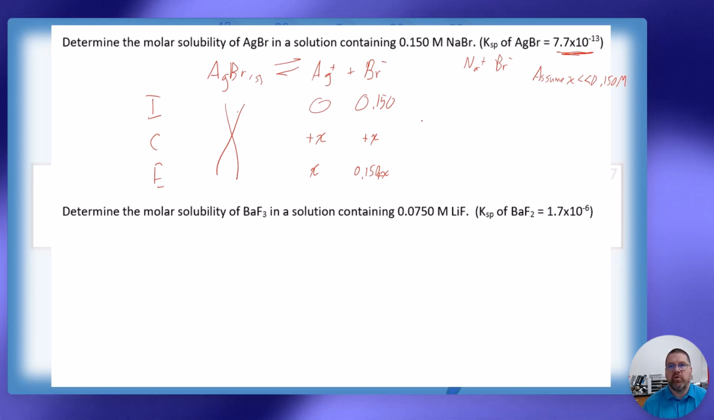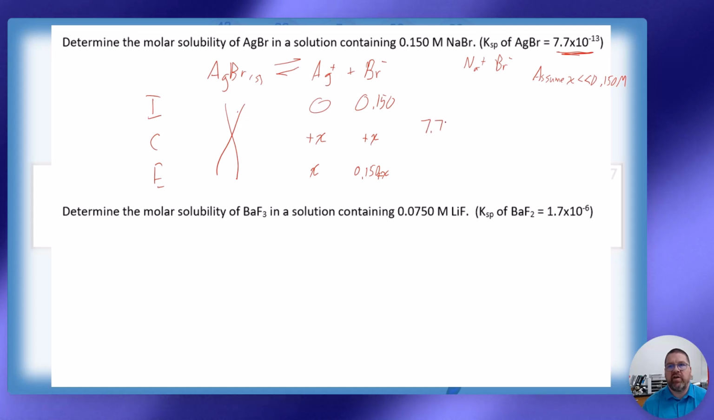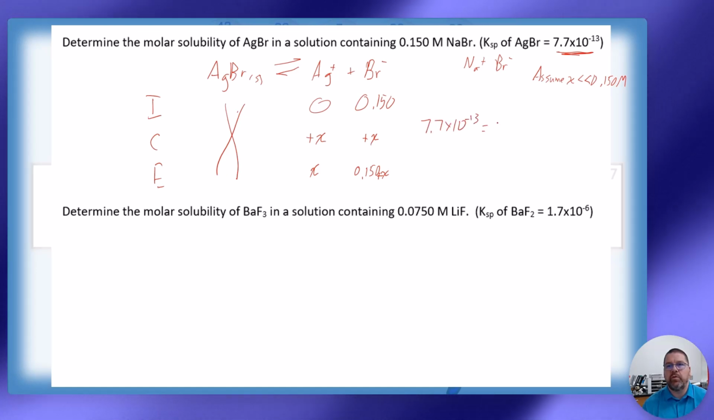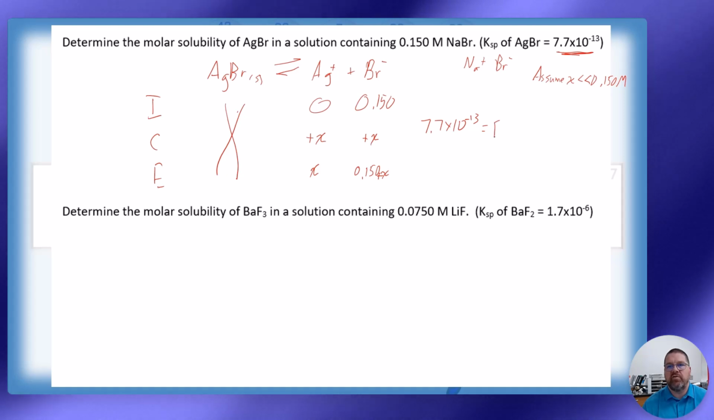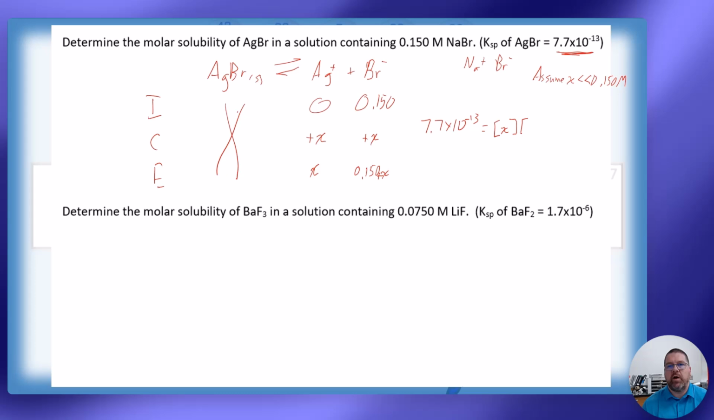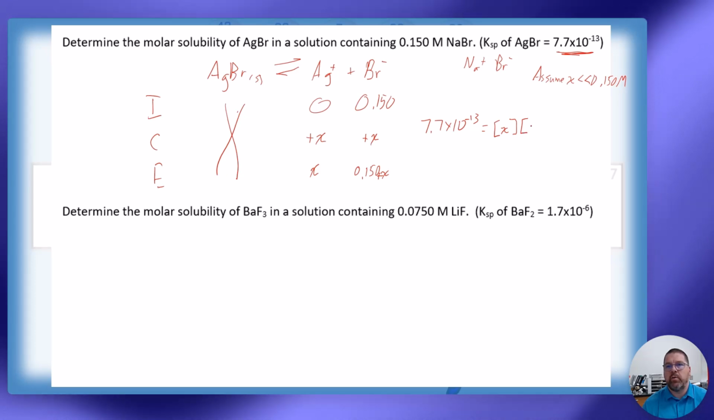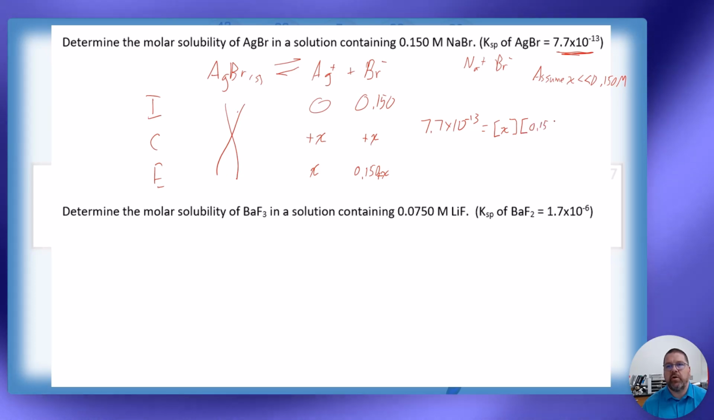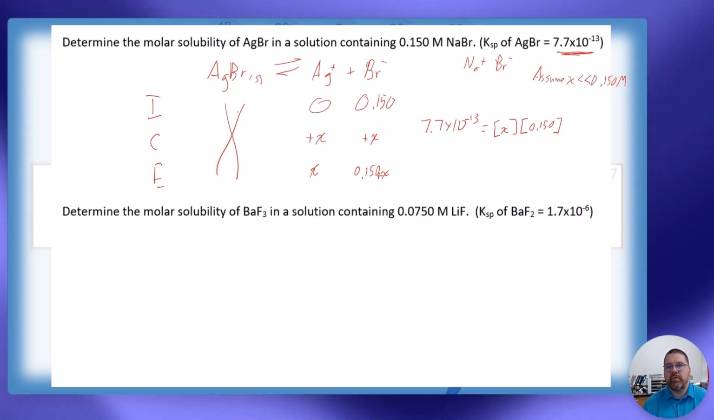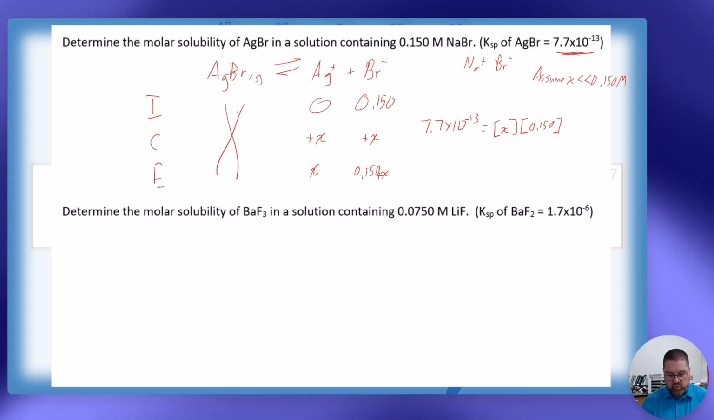So if we plug everything in, 7.7 times 10 to the minus 13th, that's our KSP, equal to the concentration of silver ion, so that's our X, times the concentration of the bromide ion, which is just going to be 0.150. And I use brackets instead of parentheses. Hope you forgive me. But when we do the math there, we should come to 5.1 times 10 to the minus 12th.